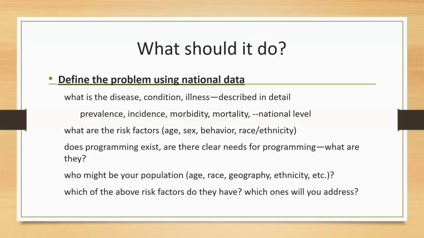You have to tell who your population is by age, race, geography, and ethnicity. So are they youth? Are they adults? Are they senior citizens? What race or ethnicity are they? Are they African American? Are they Hispanic? Are they Asian? Are they in rural areas or urban areas? And then, of all that information you provide at a national level, you have to look at which risk factors you are going to address in your program.